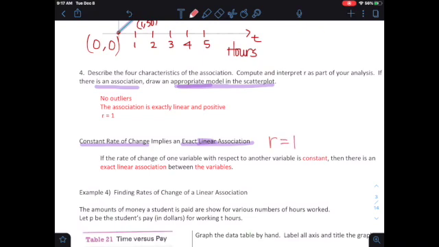If the rate of change of one variable with respect to another variable is constant, meaning the same, then there is exact linear association between the variables. We just had an example on that.